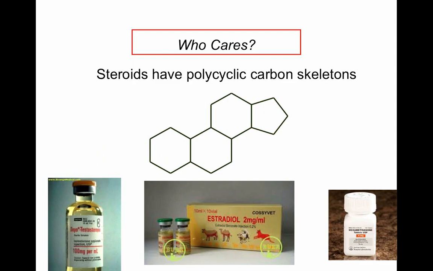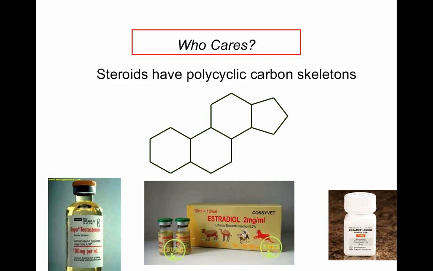So I just want to end this pre-lecture by saying, who cares? Why should I bother learning about polycyclic carbons? Why should I recognize fused ring systems when I have to worry about conformational analysis and naming different types of cycloalkanes? Well, I want to point out that many biologically important molecules are based on polycyclic carbon skeletons.